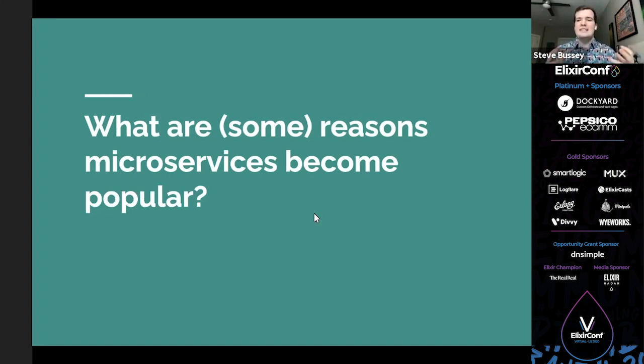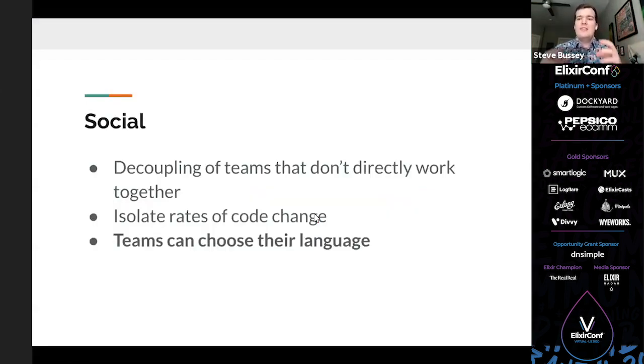So what are some reasons that microservices became popular? I think we should start at this foundation in order to evaluate monoliths. There are two main aspects to consider. The first is social. A great example of this is the decoupling of teams that don't directly work together. Imagine that you have an engineering org with 20 engineering teams, and they're all working on different parts of the app. With microservices, it became popular to decouple so that they wouldn't have dependencies on each other directly unless they needed to interface. And then with a microservice architecture, we can isolate rates of code change.